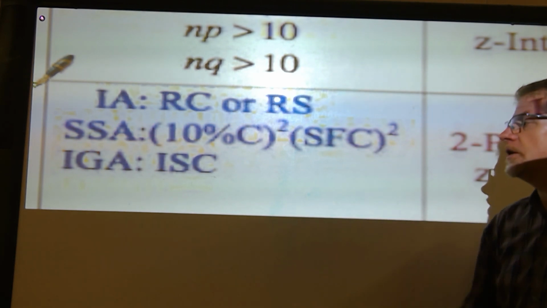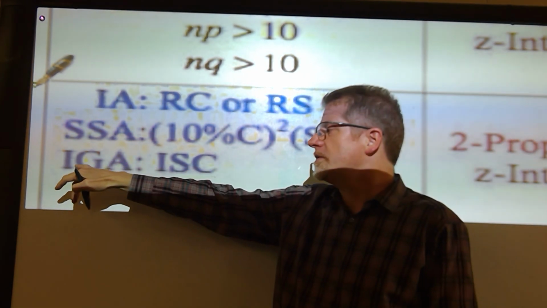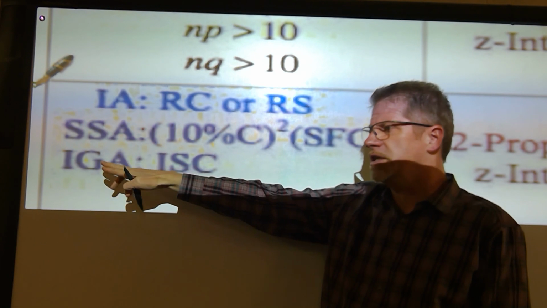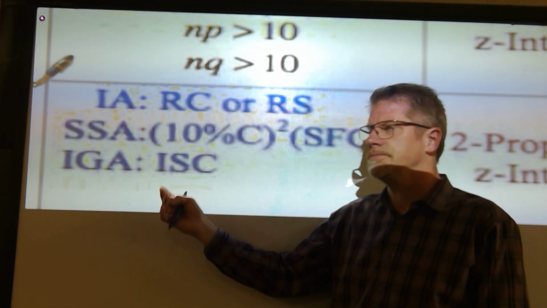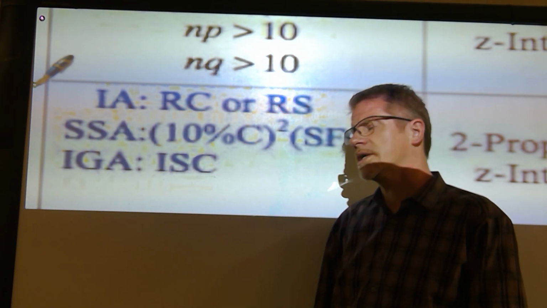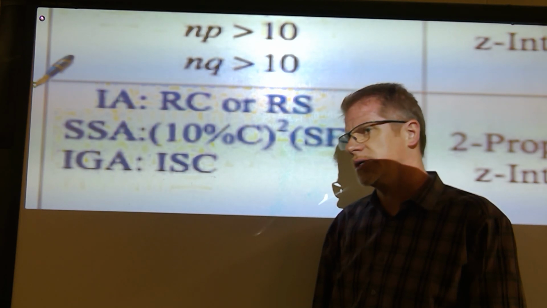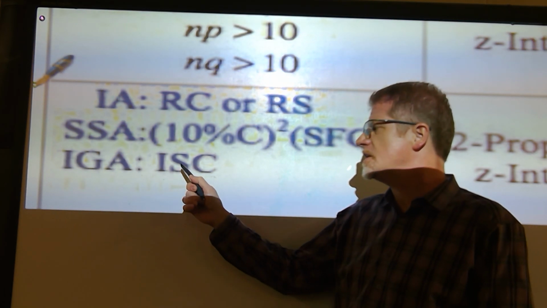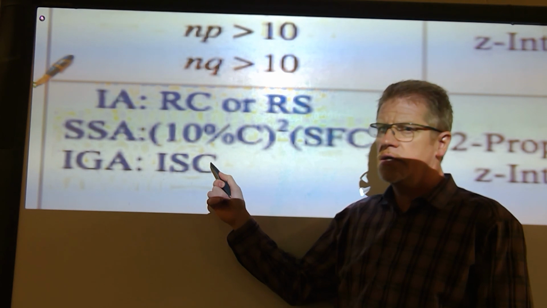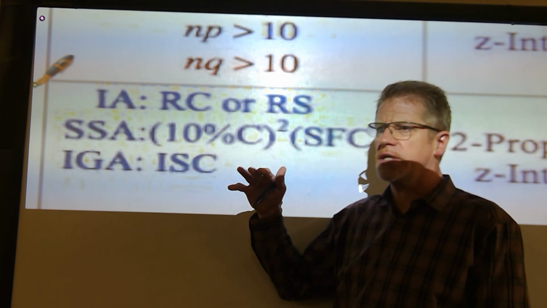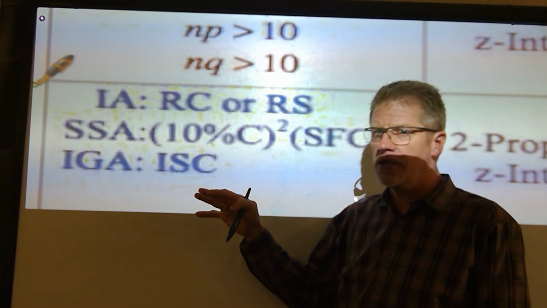Okay. Now, here's a new one. We have to assume that the groups are independent of each other. The independent groups assumption. Well, what condition do we check to make sure that assumption is justified? The independent samples condition is really not something that you check mathematically. You just have to think about it.